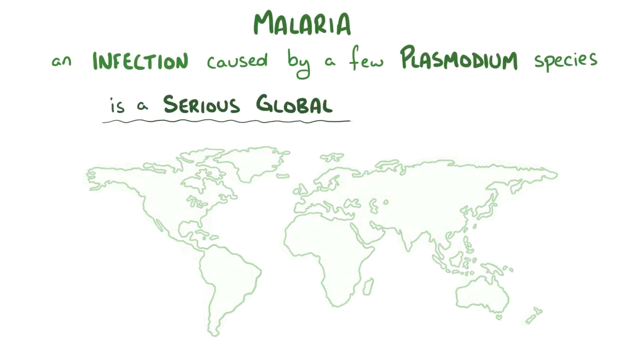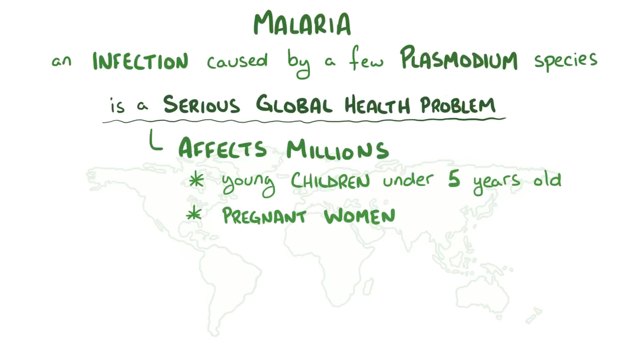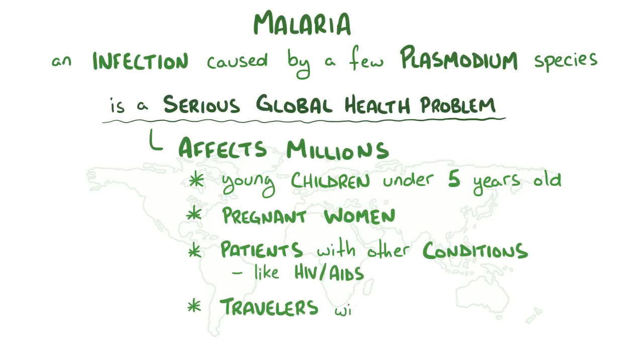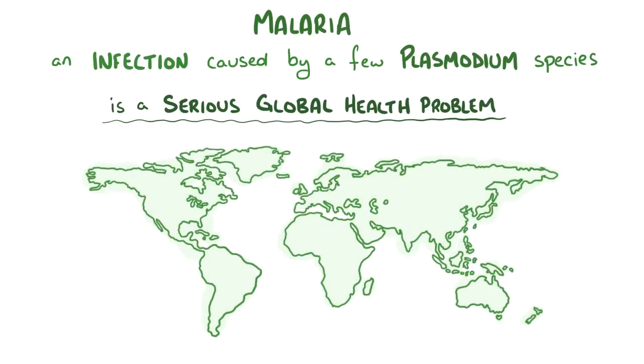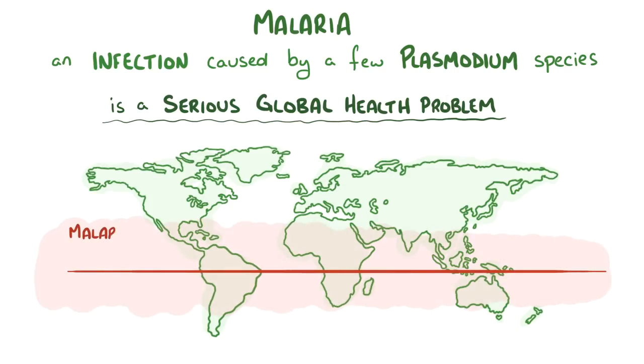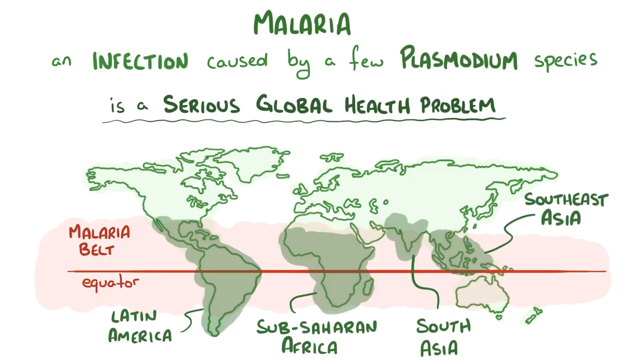Malaria is a serious global health problem that affects millions of people, particularly young children under the age of 5, pregnant women, patients with other health conditions like HIV and AIDS, and travelers who've had no prior exposure to malaria. Tropical and subtropical regions are hit the hardest. Together, the most affected regions form the malaria belt, which is a broad band around the equator that includes much of Latin America, Sub-Saharan Africa, South Asia, and Southeast Asia.